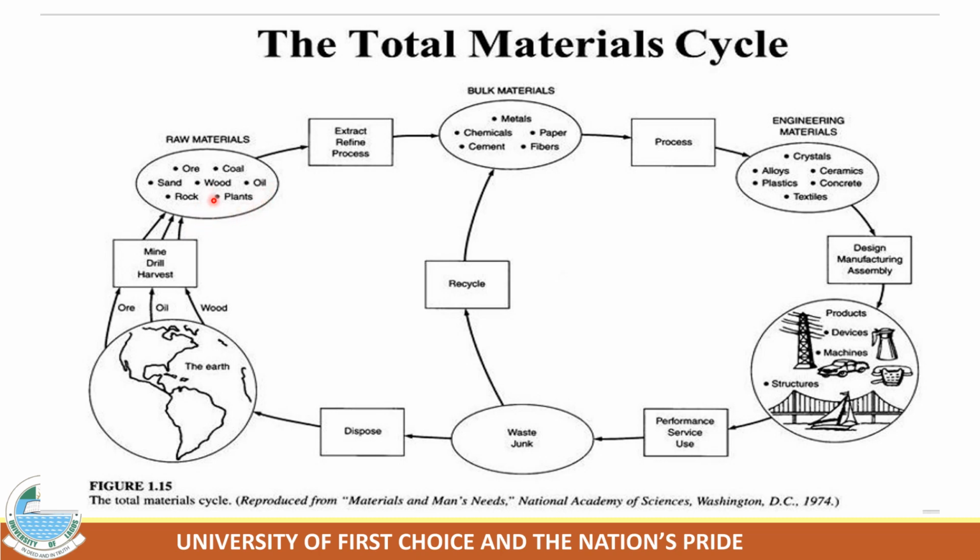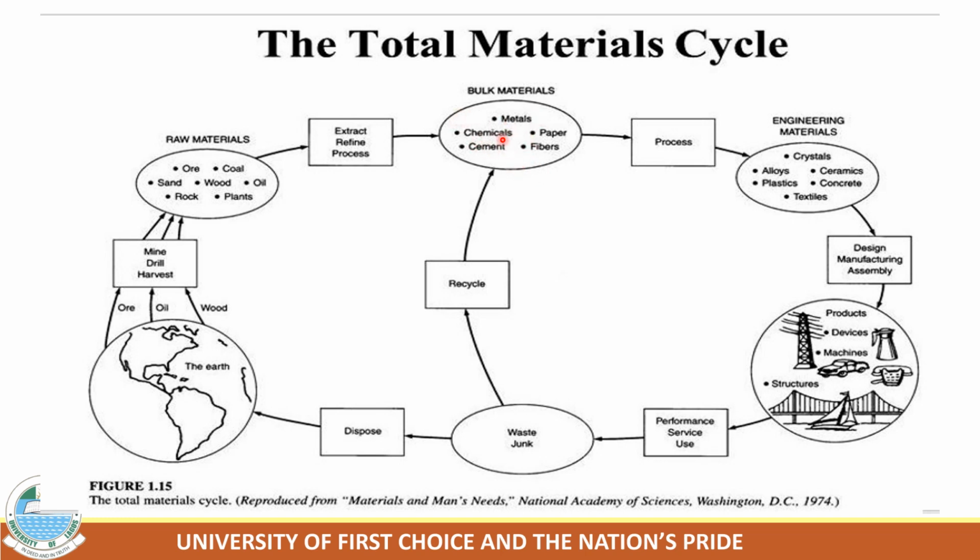From this stage, it moves to another stage here. This is another stage for purification of engineering material, where more impurities are extracted. And from this stage, we move into another stage that is referred to as bulk material. From the bulk material here, you now have metal, we have ceramic, we have cement, we have paper, and so on and so forth.